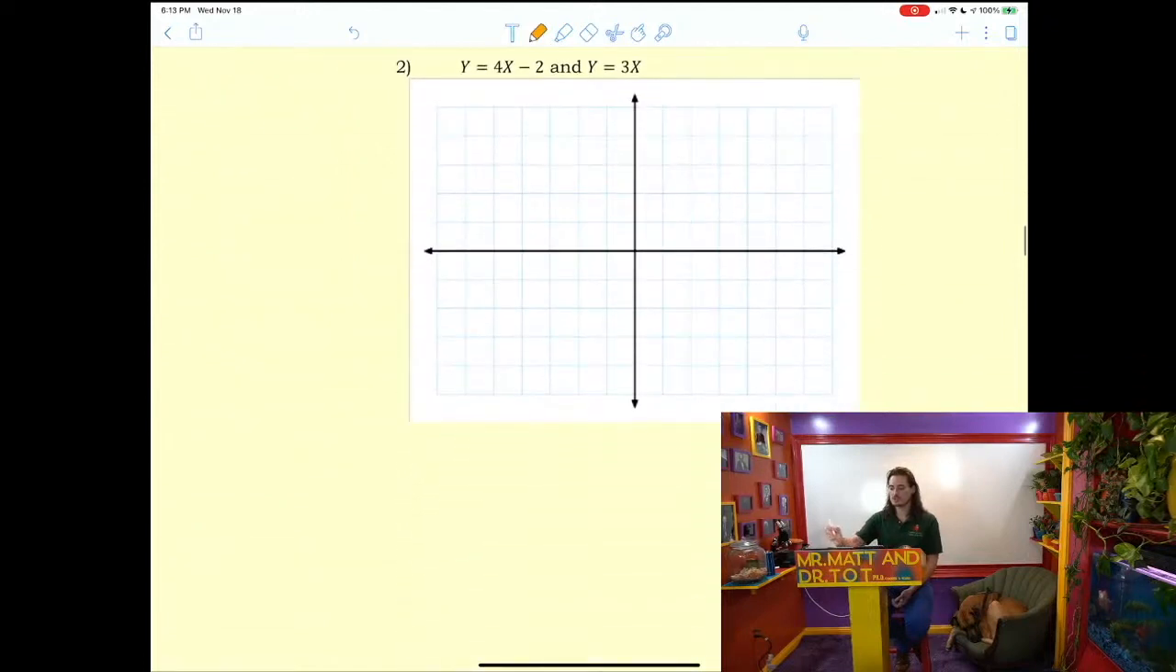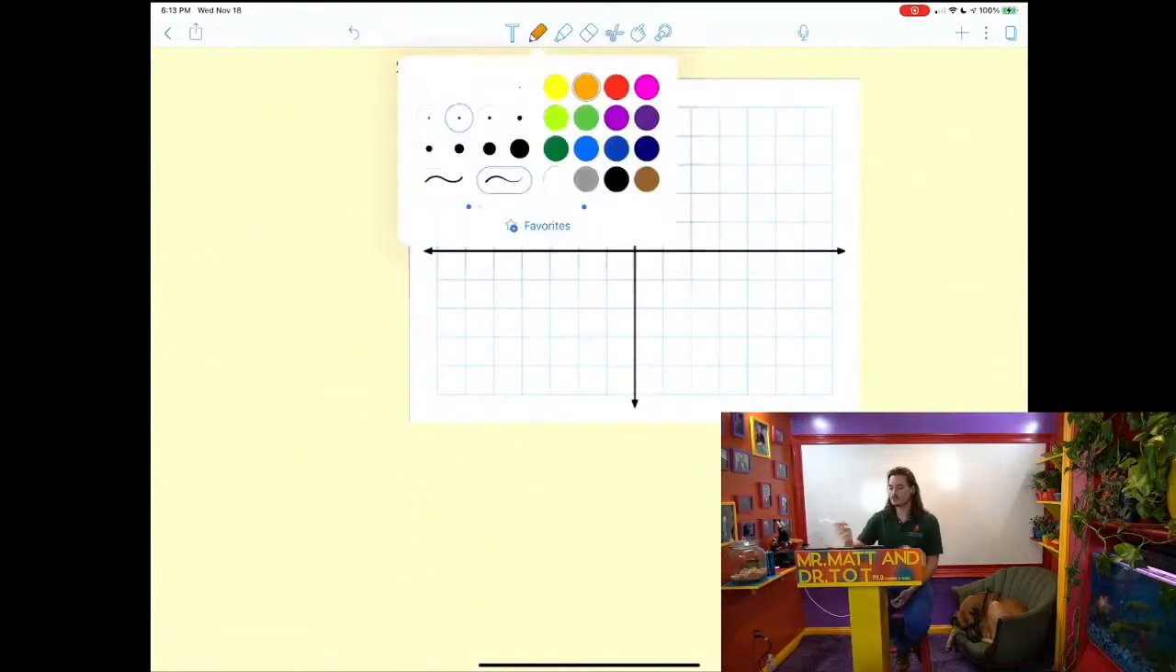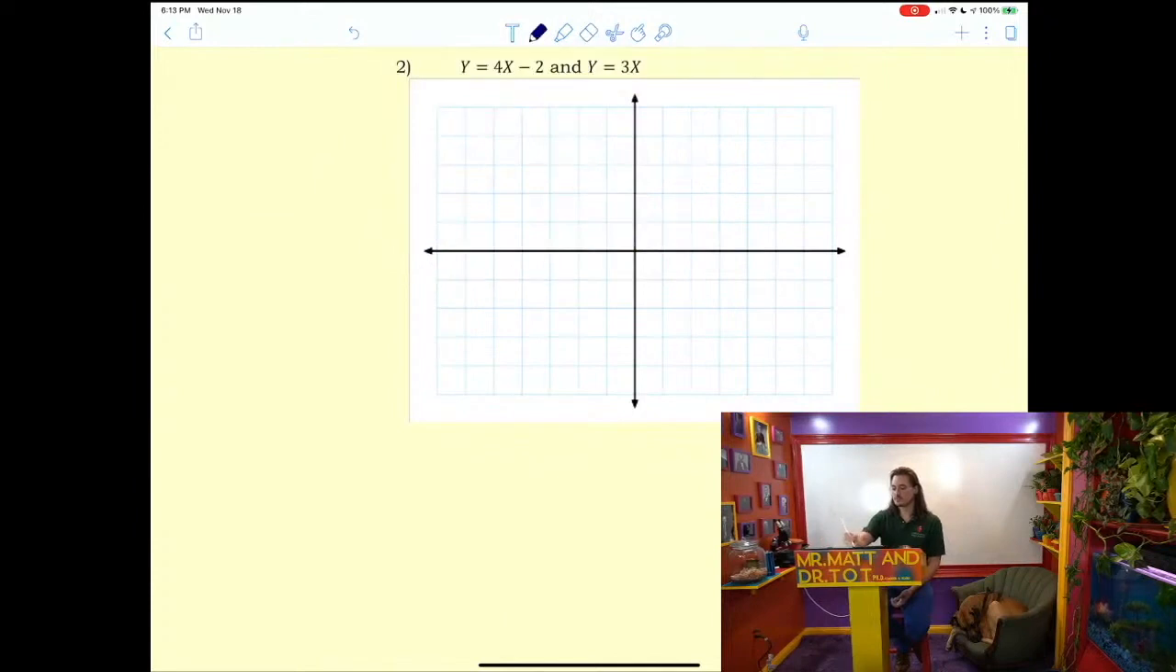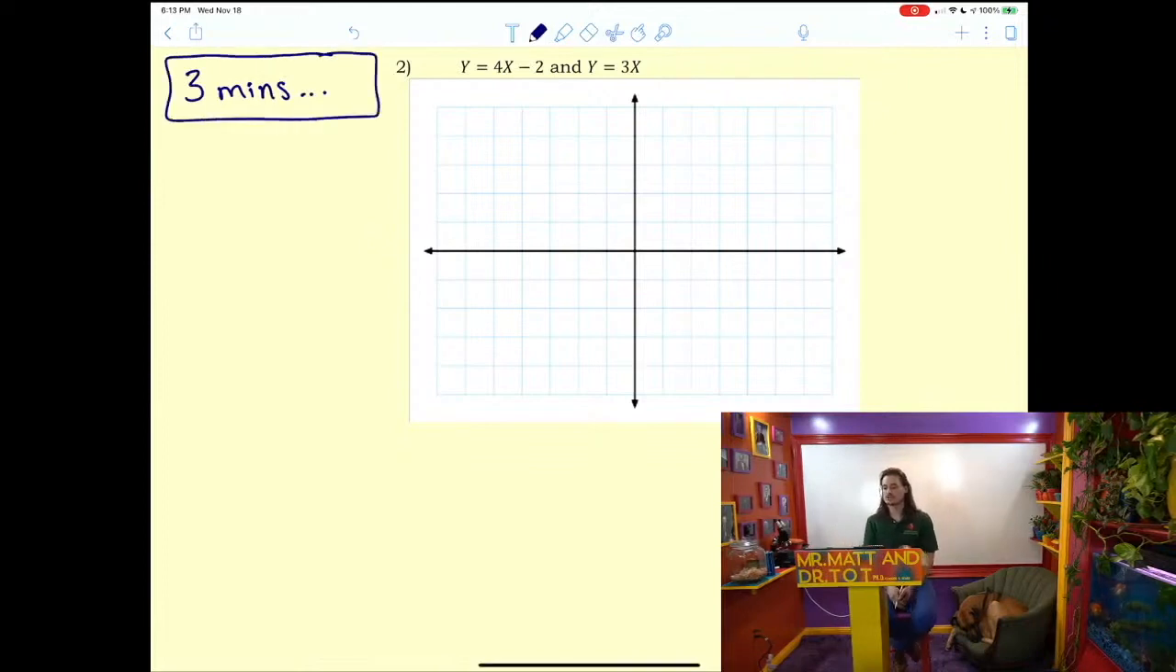If you have any questions, then please let me know. Otherwise, I'm going to give you 3 minutes. I'd like you to look at the second problem. We have y is equal to 4x minus 2 and y is equal to 3x.